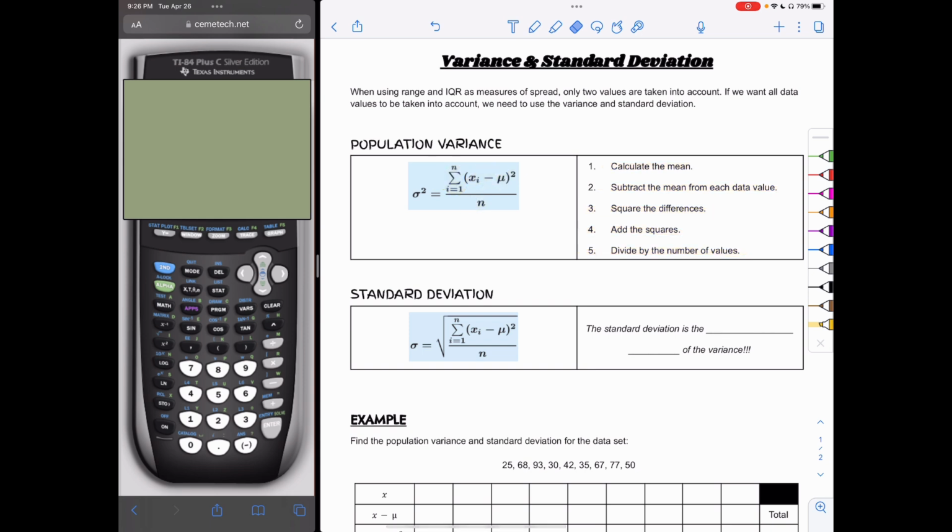Now, when it comes to the standard deviation, in the standard deviation formula here, you should be able to see that the only thing that's different between that formula and the population variance formula is the square root sign. So in other words, the standard deviation is nothing but the square root of the variance.